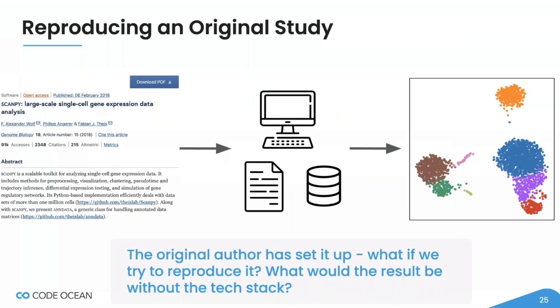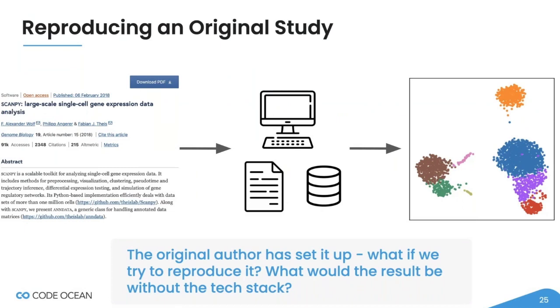In the middle, you would have all the necessary components that you were able to find, including code, data, and environment. And on the right, you have a UMAP plot by the Leiden algorithm, to show differentiations in cell expression. So you have this typical process that you would see when it comes to reproducing an original study. And the original author has set it up to get you this plot that you see on the right. So what would happen if we tried to reproduce it? And more importantly, what would the result be without the tech stack? Or what would the result be with fractions of the tech stack present from the original author?